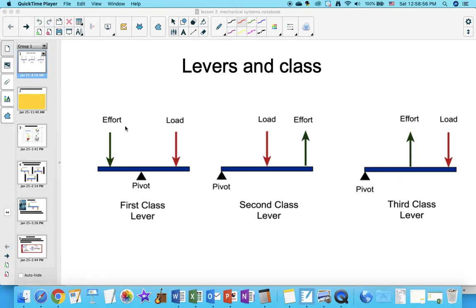They're called classes of levers. So there's the first, second, and third class. So take a quick look at these three pictures and see what differences you notice between the first, second, and third class lever. Right? So we'll move on from there, and hopefully you figured out the differences, and why those differences are there will make a lot more sense as we go along.